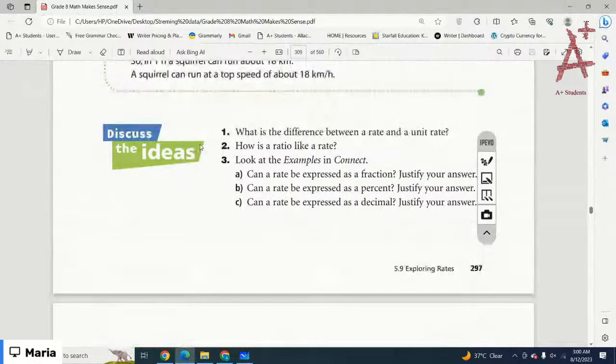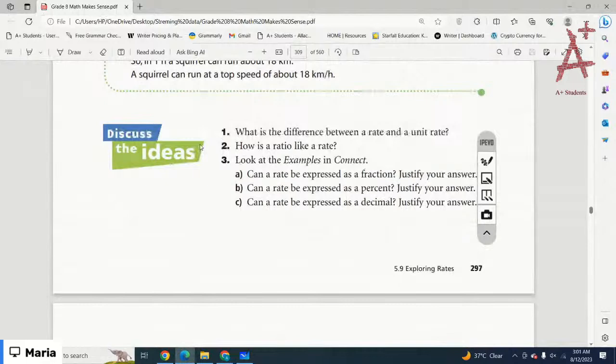Okay, let's start with discuss the idea. What is the difference between a rate and a unit rate? So basically, a rate compares some quantity to another quantity, no matter how much there is of each of them, right? That is a rate. Rate is a comparison between one quantity to another quantity. But the unit rate compares a quantity to exactly one unit of another quantity, right?